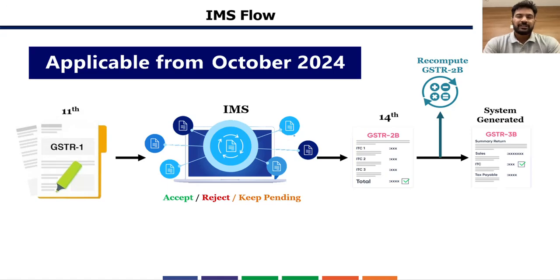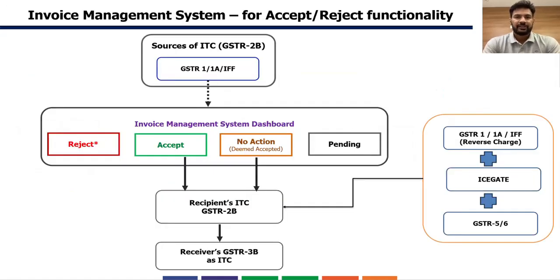Next one is what will be visible to taxpayers in IMS. तो IMS में सप्लायर टैक्सपेयर ने जो भी रिकॉर्ड्स या इनवॉइसेस जो GSTR 1, GSTR 1A या IFF में अपलोड किए हैं, that will be available for the recipient taxpayer in their IMS.